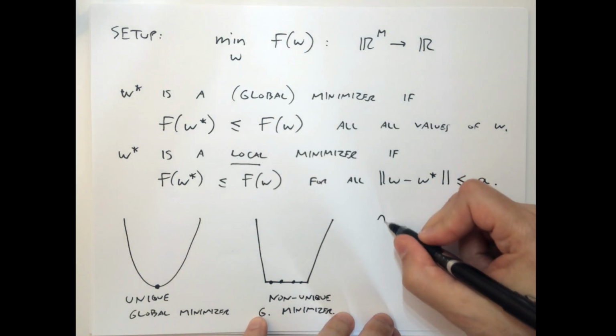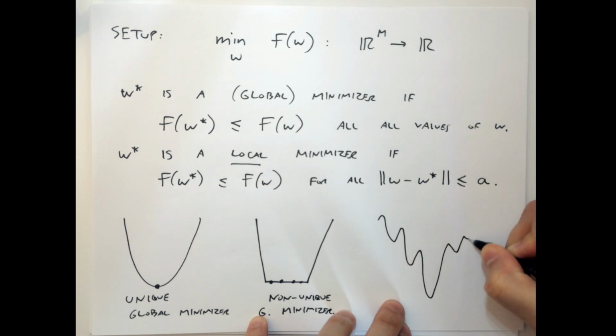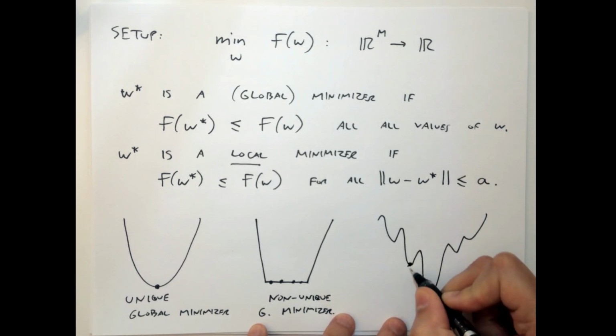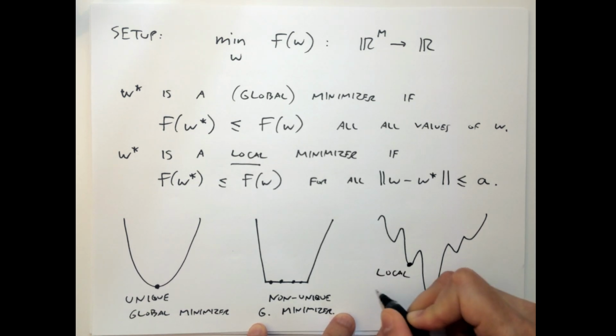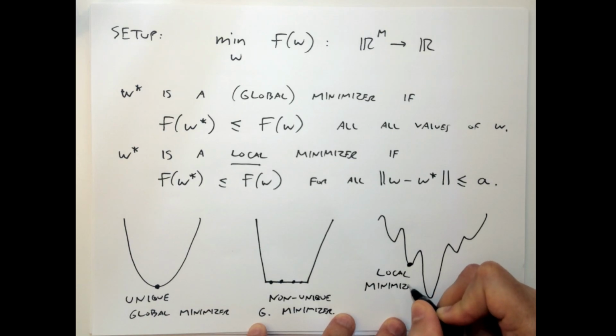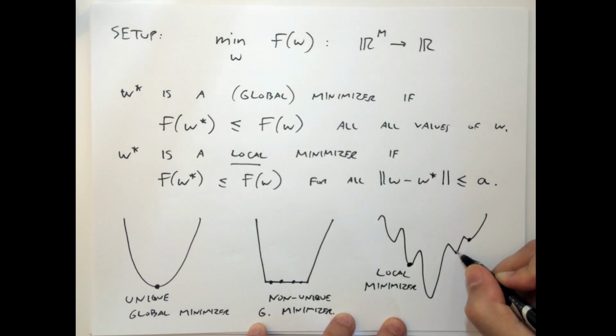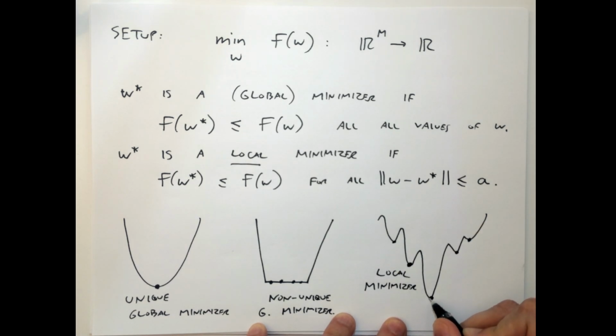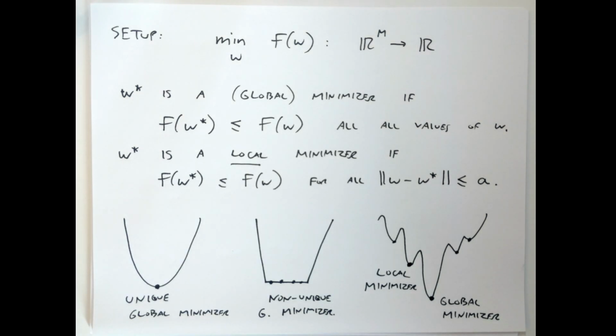So for example, a function like this, right? This function here is a local minimizer. And so is this point, and so is this point, and so is this point. There's only one global minimizer, and that's this guy down here. So this kind of landscape is really where we're operating in the real world almost all the time, right? Some sort of complicated cost function that may have many minima, and we're just trying to find the best one that we can, okay?